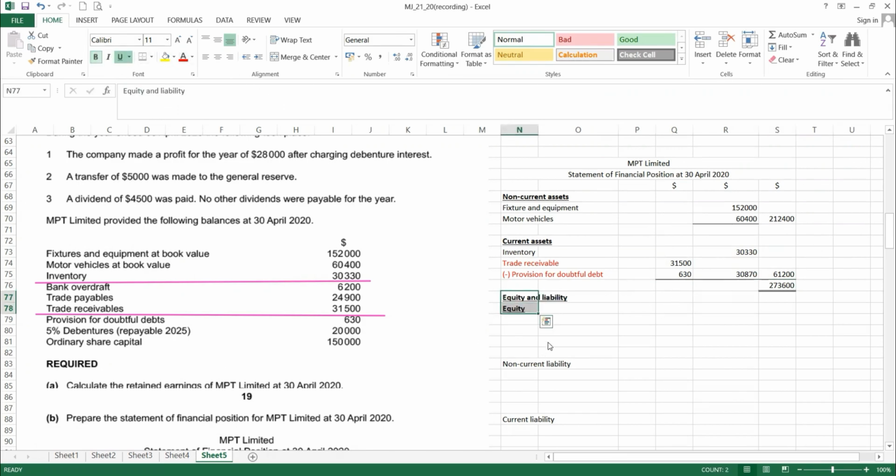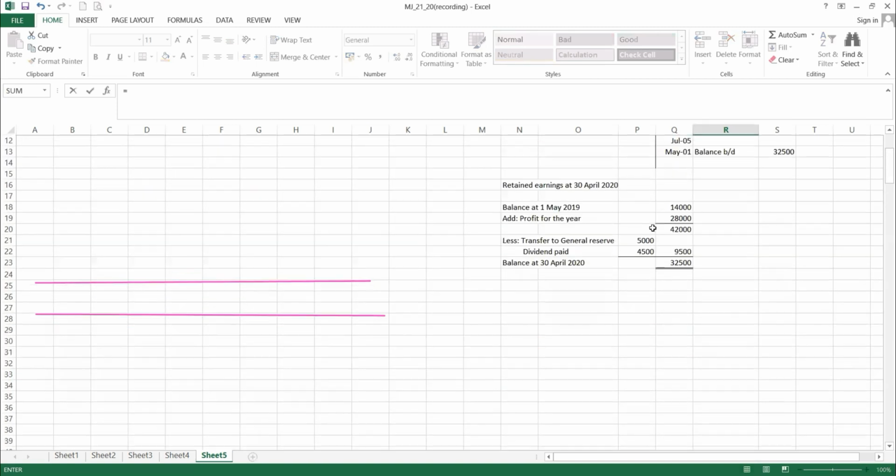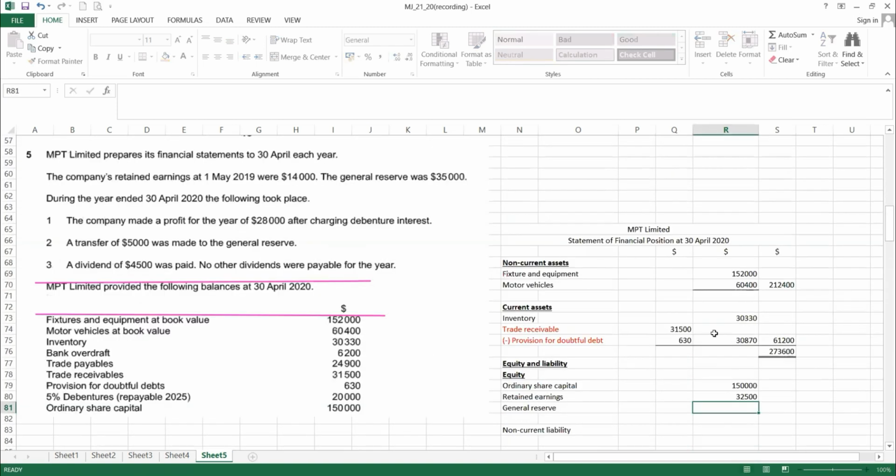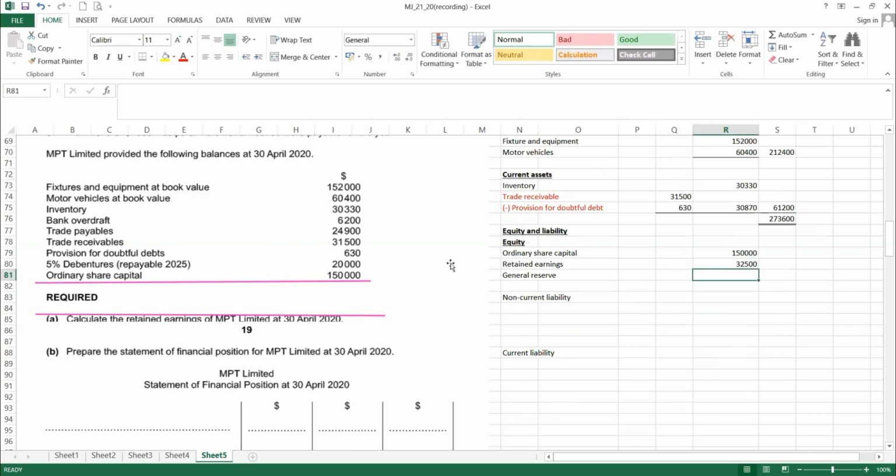Okay, now equity. For equity, we have the ordinary share capital. So this is one of the items. Other than that, retained earning. Other than that, general reserve. So this is something that you need to memorize: what are the sections under the equity section? Now, capital, 150,000. And retained earning, if we get this one wrong, then automatically we won't be able to balance the account. Okay, general reserve.